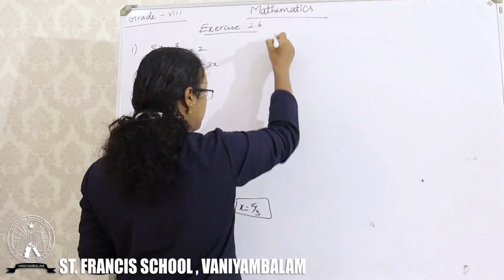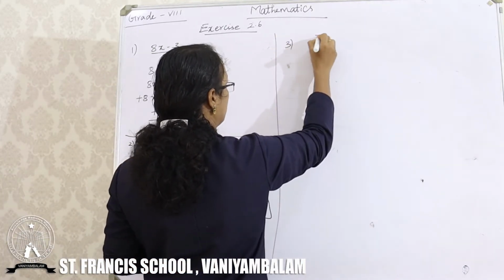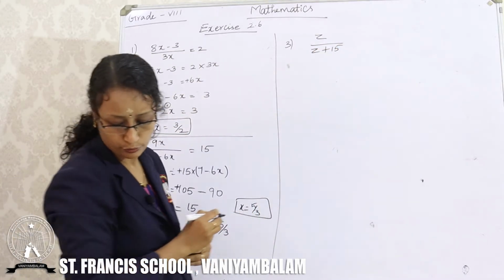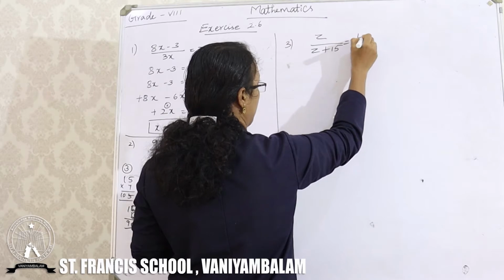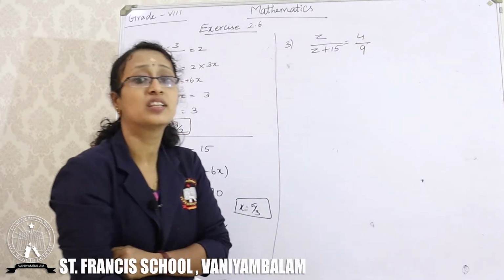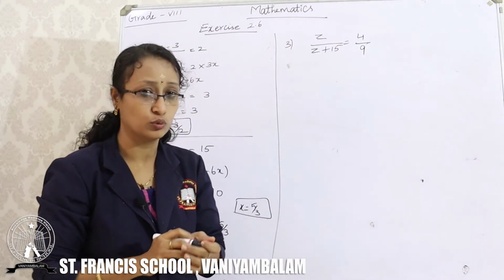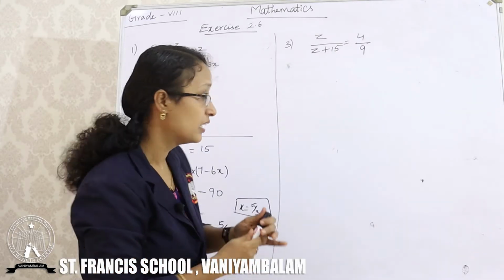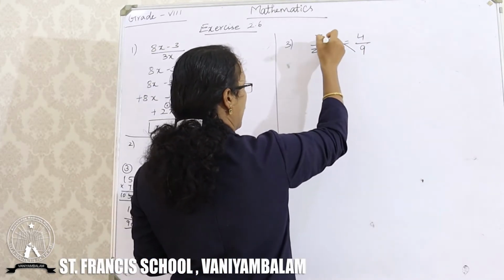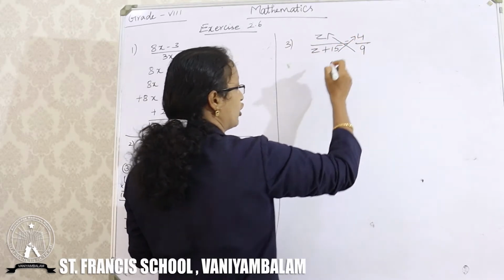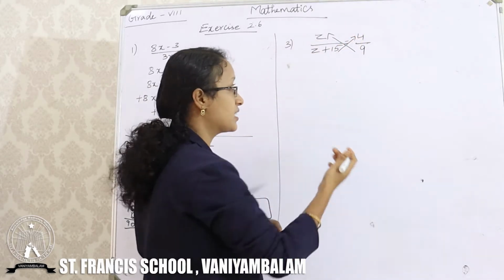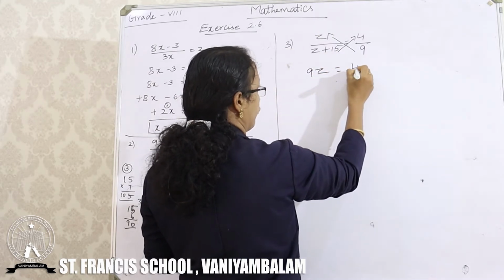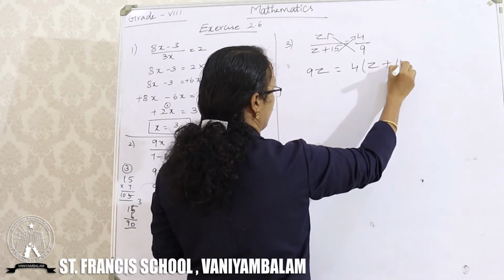Next, third problem. z by z plus 15 is equal to 4 by 9. Here you have fractions on both sides. So how will you do it? If you have fractions on both sides, you can cross multiply. This denominator will go up, and the left hand side denominator will go to the right hand side. So 9 into z is 9z, and 4 into z plus 15.